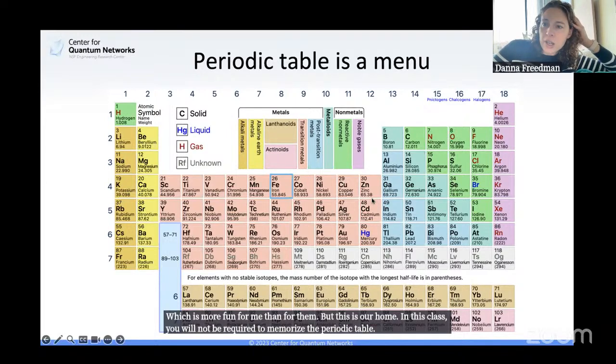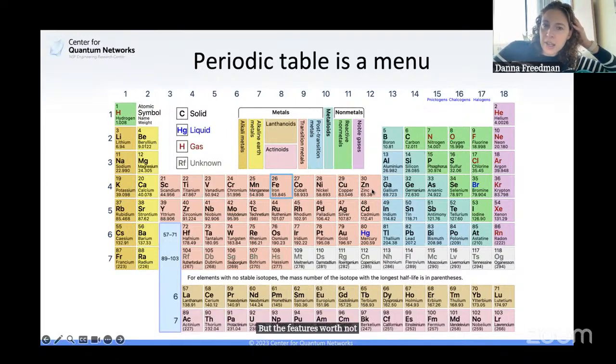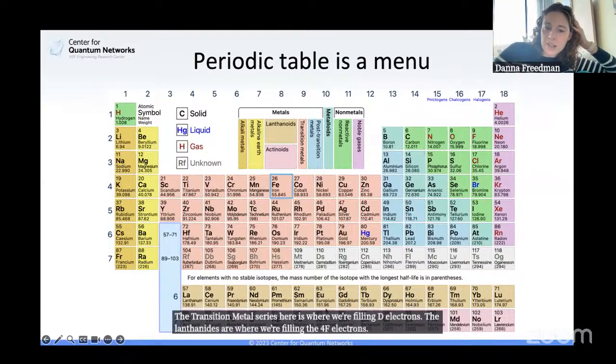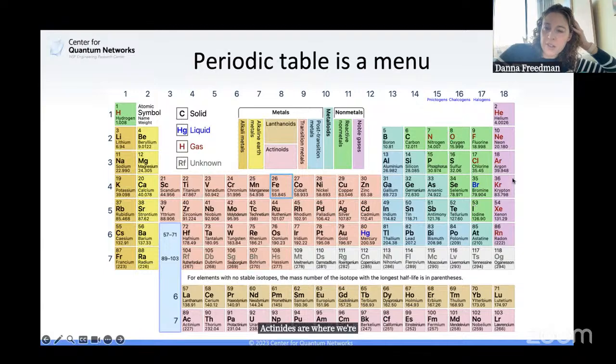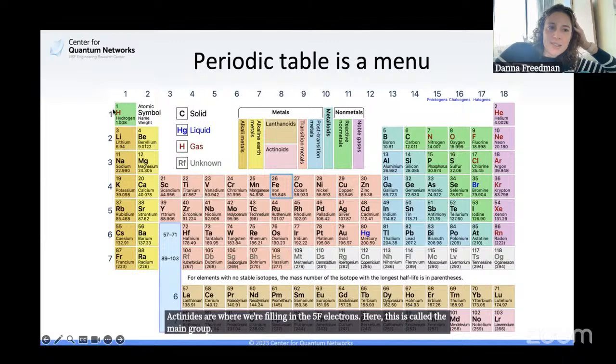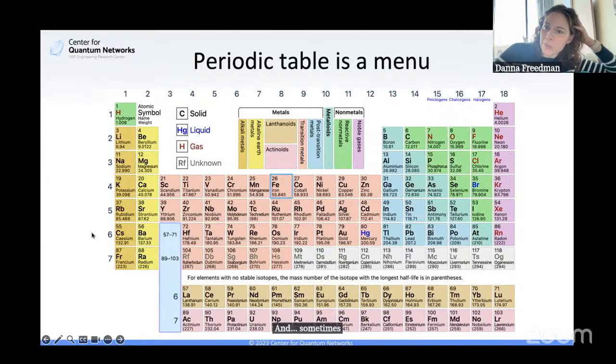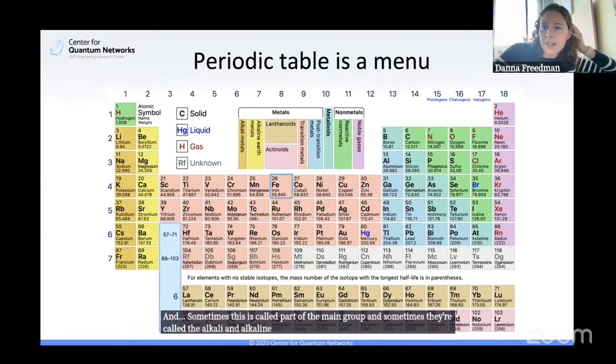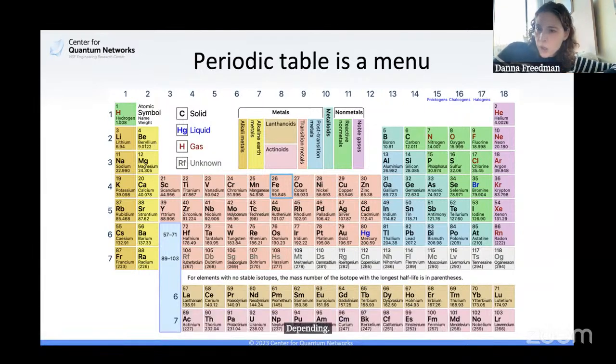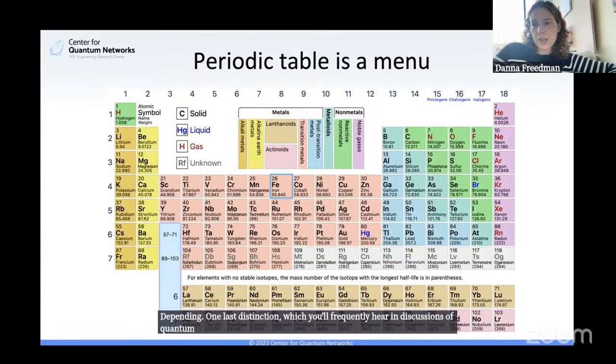But the features worth noting, just in case the language isn't as familiar, the transition metal series here is where we're filling d electrons. The lanthanides are where we're filling the 4f electrons. Actinides are where we're filling in the 5f electrons. Here, this is called the main group. And sometimes this is called part of the main group, and sometimes they're called the alkali and alkaline earth metals, depending.